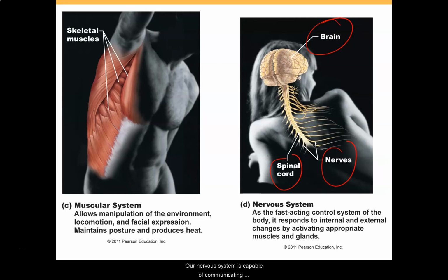Our nervous system is capable of communicating with the rest of the body through the use of electricity. We will explore more about electricity within the nervous system and how it is used to control the various organs of the body in its respective chapter. And we will do so more in physiology.